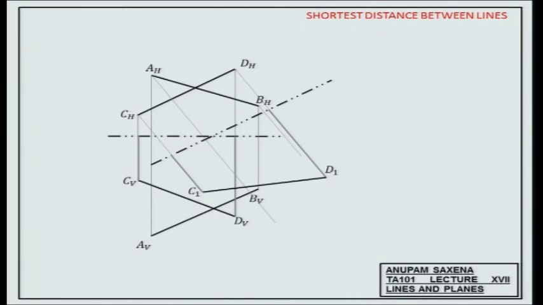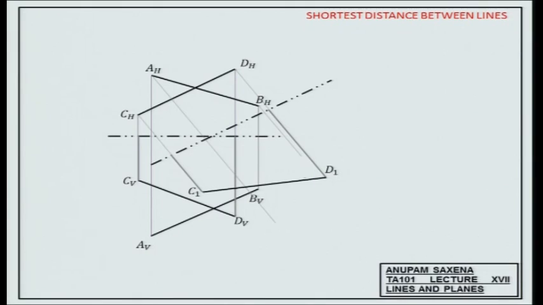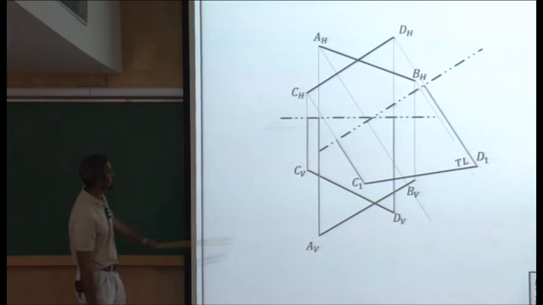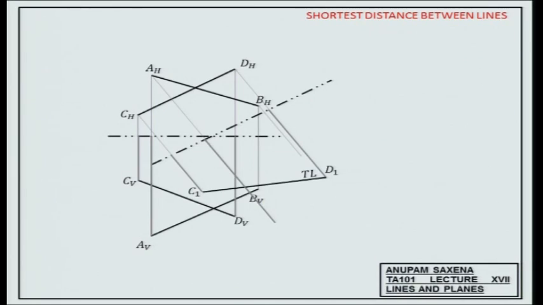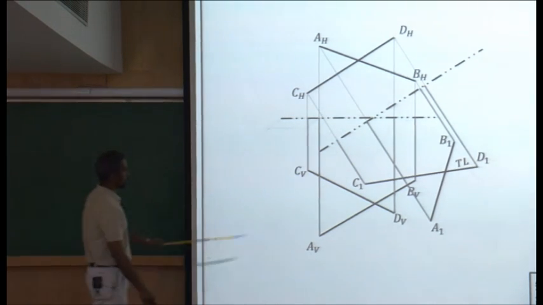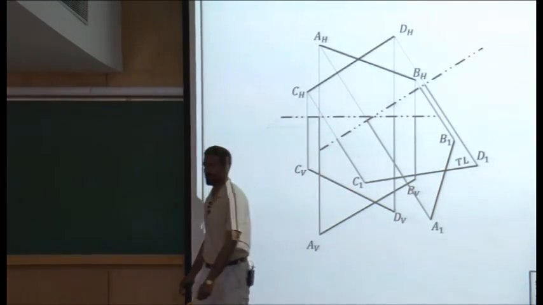So this is your C1D1, and since this projection is parallel to this hinge line, this would be in true length. Do the same thing for the A's and B's: take that distance, transfer over here on the projection starting from AH, take that distance, transfer over there, and you would get A1B1. This guy is in true length. How about this guy? Not in true length. Fine.